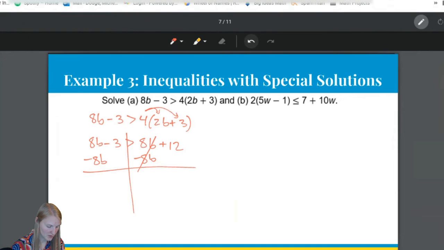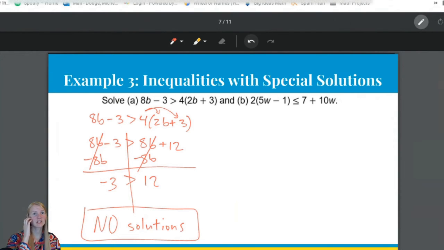Now it goes away on this side of 12 less than, and oh wait, it goes away on this side too. 8b minus 8b is 0. So we have -3 is greater than 12. Is -3 greater than 12? No, because there are no solutions.